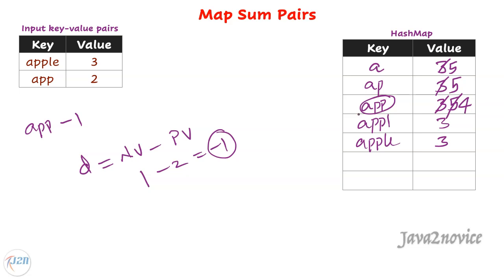In case the key is not present, I mean if app does not exist in the hash map, then the delta value will be new value minus 0. Since the old value does not exist, the default value is 0. In such cases, the original value will be retained and we'll apply this original value into the hash map.